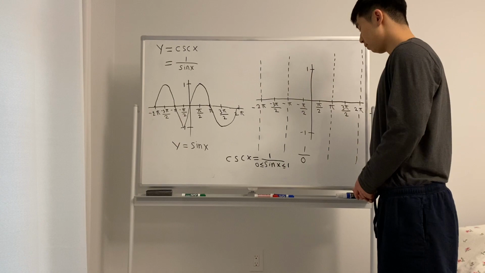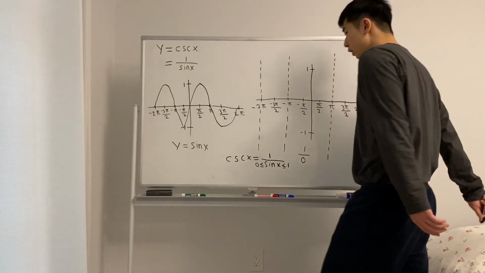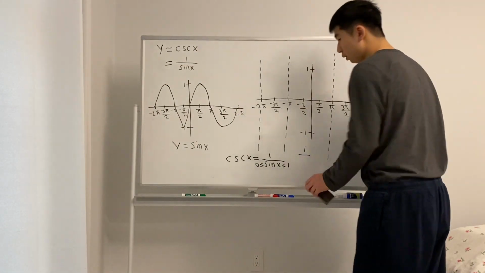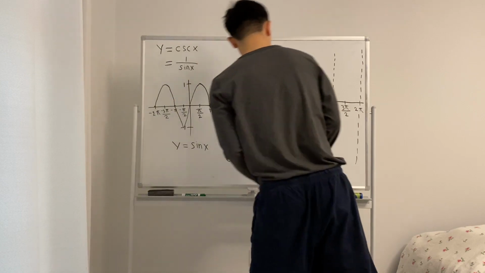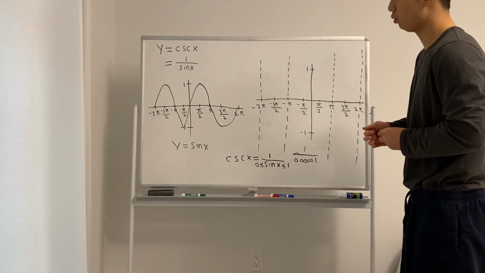So this doesn't work to plot a point, but hopefully you realize that if we plug in a number that's really close to 0, for example, let's say we have 1 over 0.00001, right?